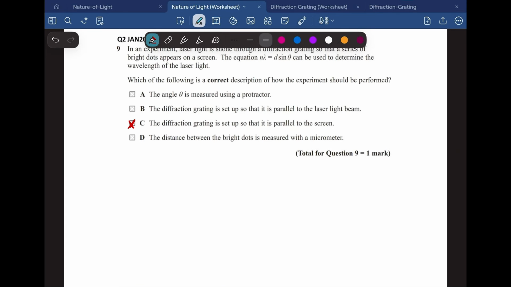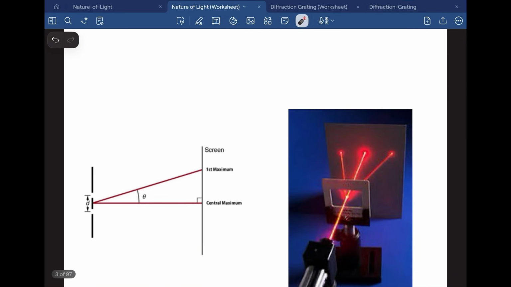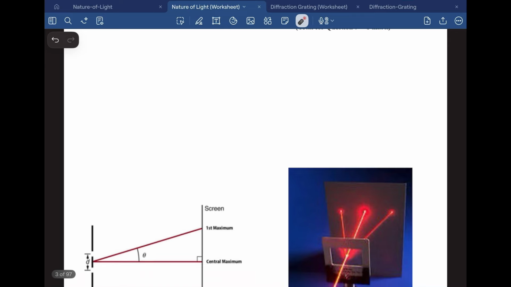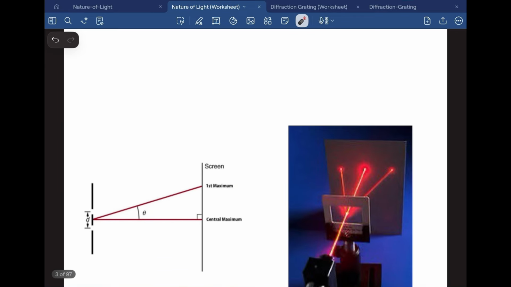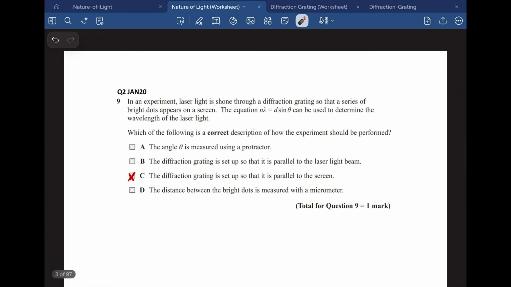Okay. And let's read option 3 to know why it is not the correct answer. It says the distance between the bright dots is measured with a micrometer. No, you never ever measure this distance using a micrometer. You use a meter rule or any other different ways. As a micrometer is so small, it cannot measure this big line. You don't use such an instrument to measure such a big line. Okay, so that's it. Now let's move on to the next question.